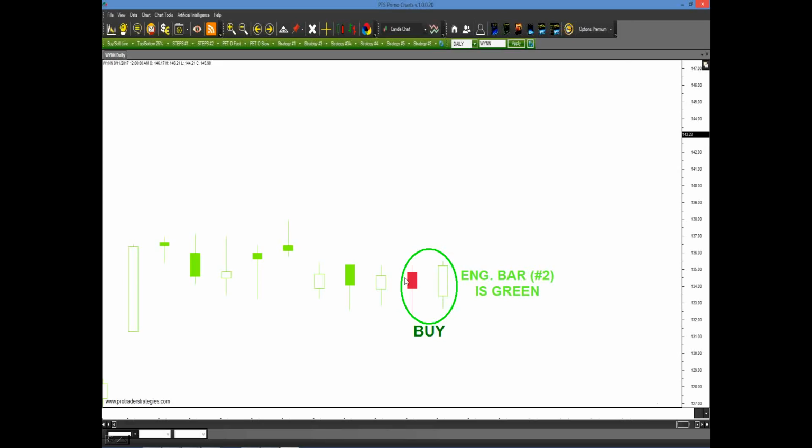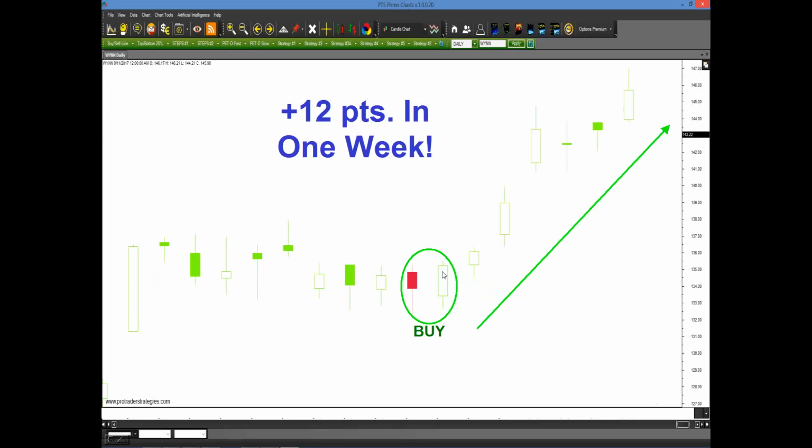That's all we need. Now, sure, it's great that the majority of the previous bars were green, but it does not matter. Even if all the bars were red, it would make no difference. All that matters is that bar number 2 is green. So where it looked as if we were going sideways in a range, we actually have a high probability setup to go long. And the stock gained 12 points in the next week. See how simple that is?